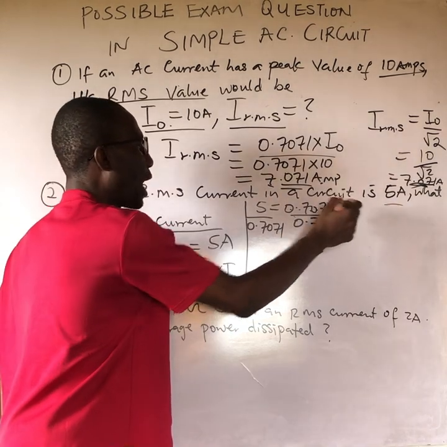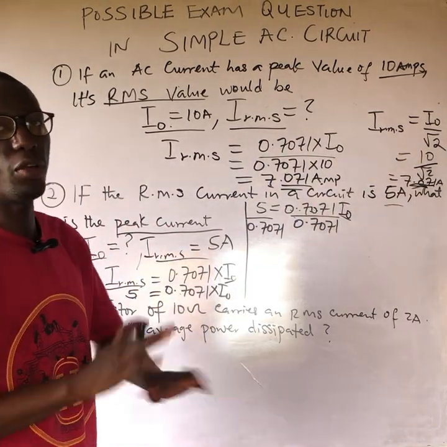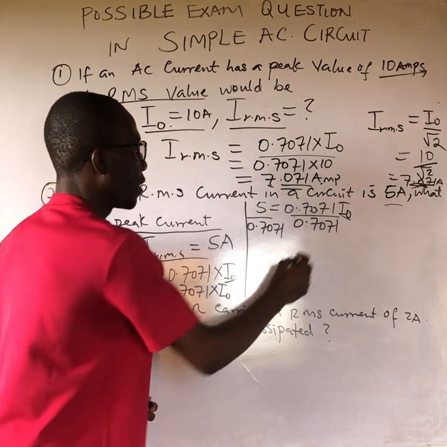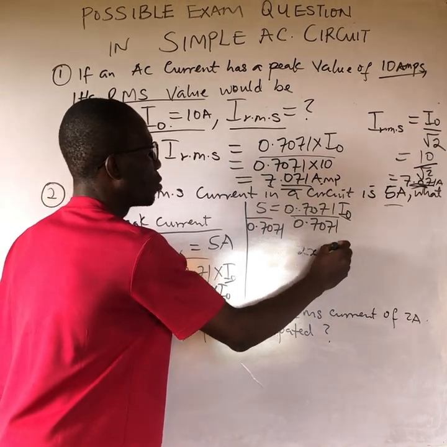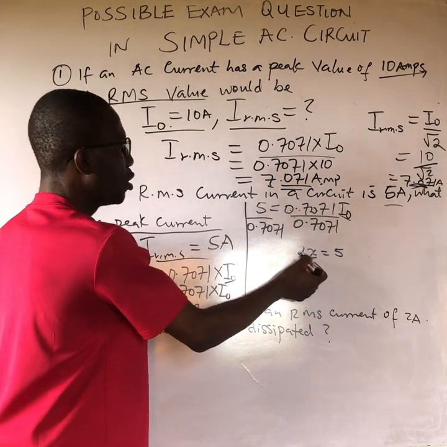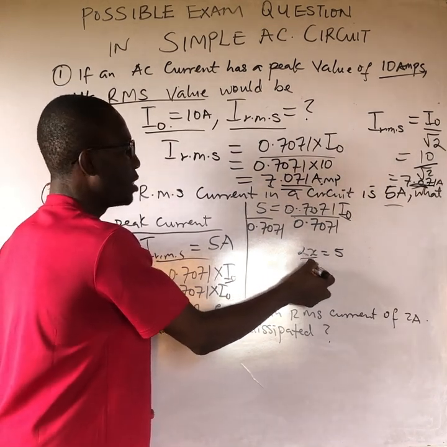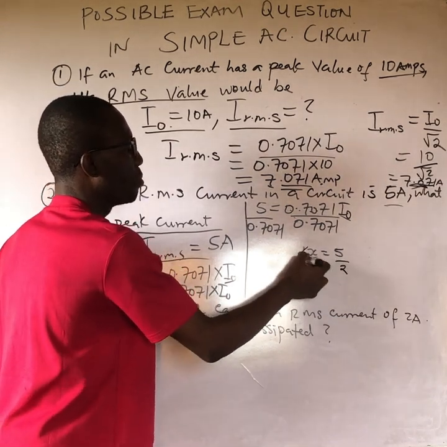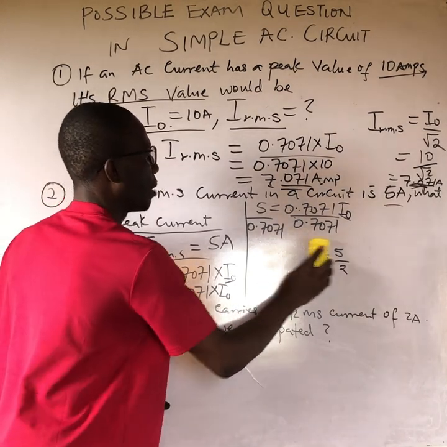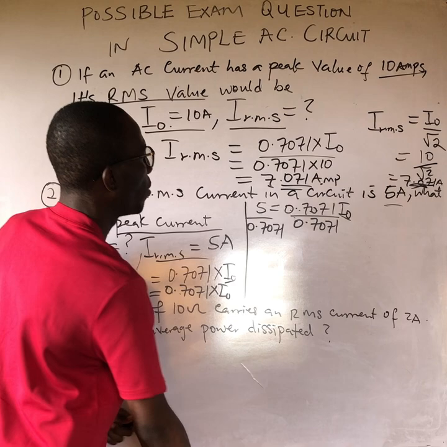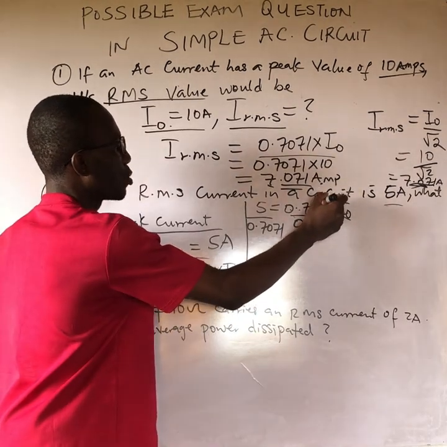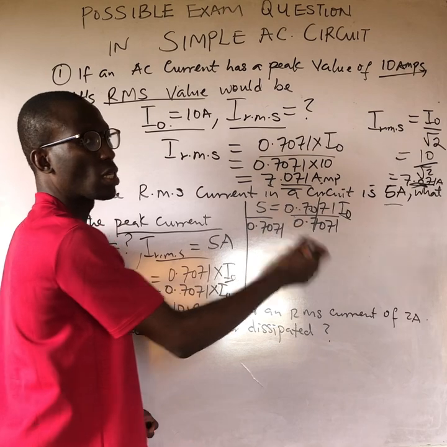Since I'm looking for the I naught, I have to remove every other number that is together with the I naught. For instance, if I have 2x equal to 5, and then I'm asked to find x, I have to remove this 2 by dividing all through with 2 so that I can be able to get the x. All right? So if I have this now, I have to use this to divide both sides, to cancel out.